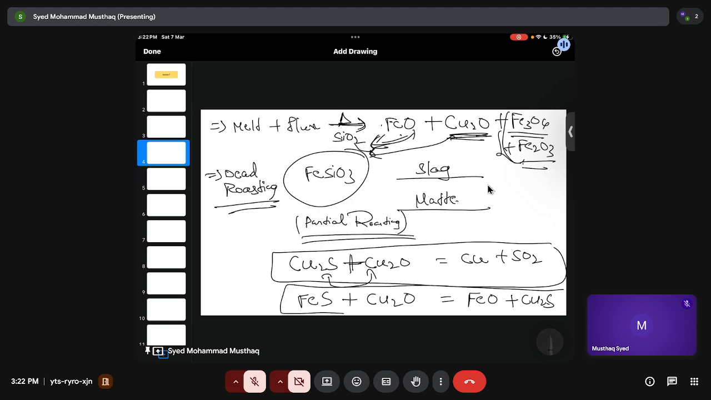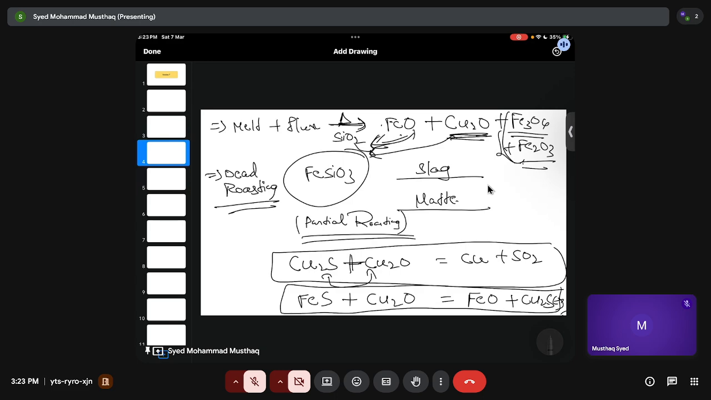Again, this is a very important reaction, because with the partial roasting, the remaining iron sulfide will react with the over-oxidized copper oxide. It will displace that sulfur: it will take oxygen from copper and give sulfur to the copper. So you have a copper sulfide, and this copper sulfide will not go into the slag, it will come out. So this is one important point. That's why we do the partial roasting, not the dead roasting.